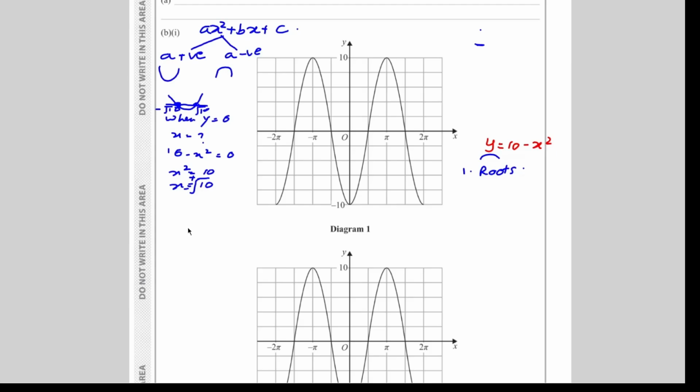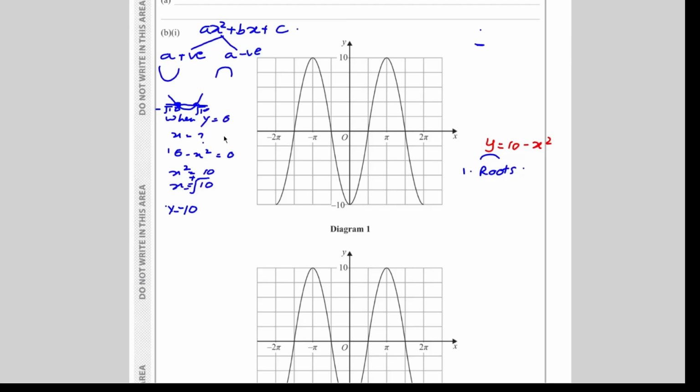After that, the y-intercept. The y-intercept is when x equals 0. When x equals 0, y equals 10. Then the y-intercept is 10. So let's sketch it now.